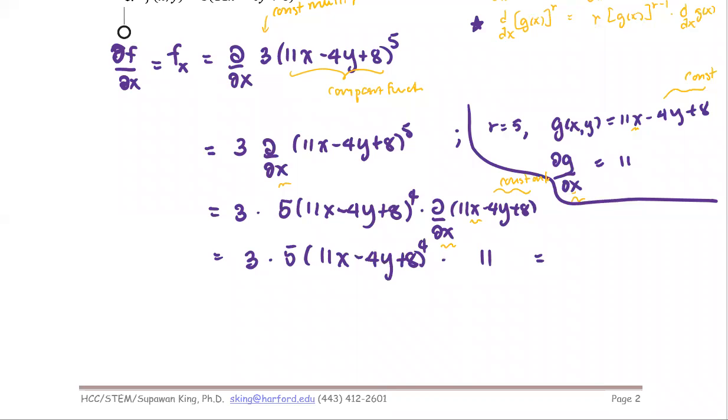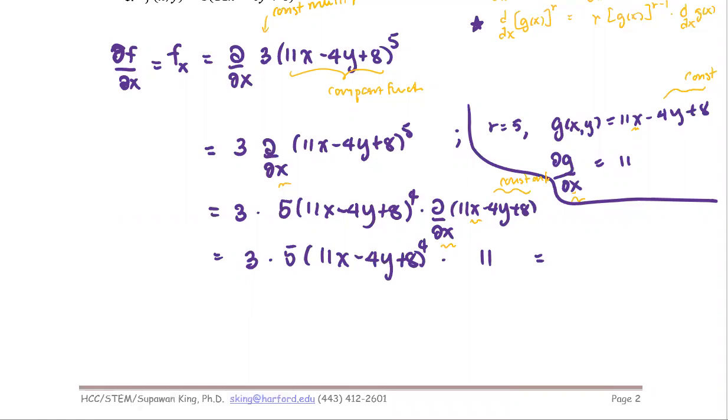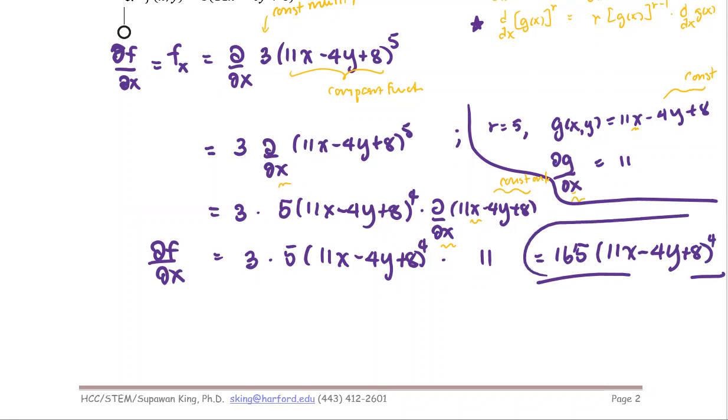You guys help me real quick. What number would that be? I would like to get the answer of 3 times 5 times 11. I believe it's 165. If you guys check the number for me, that would be nice. 165, yeah. Okay, we got the same number. We are good then, thank you. So the partial derivative of the function f with respect to x is 165 times the quantity 11x minus 4y plus 8 to the power 4. So this is the first part of the problem.